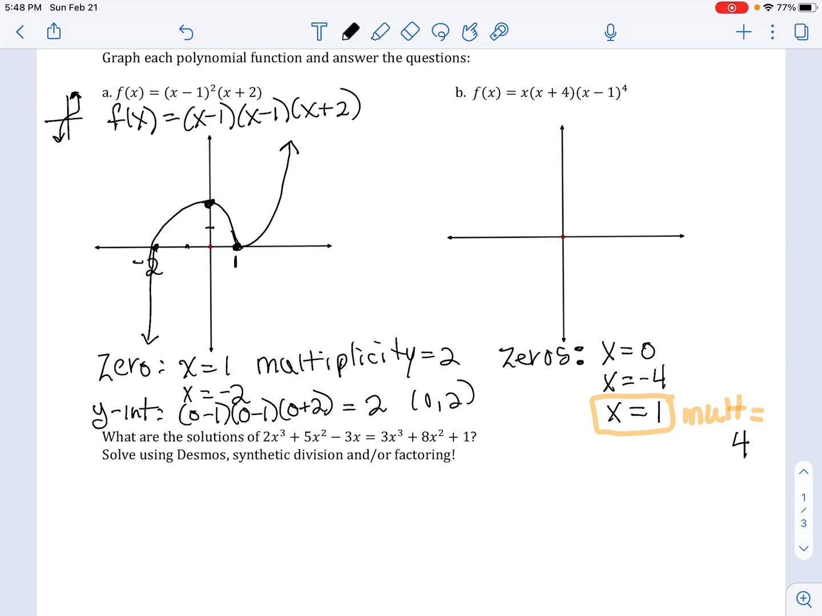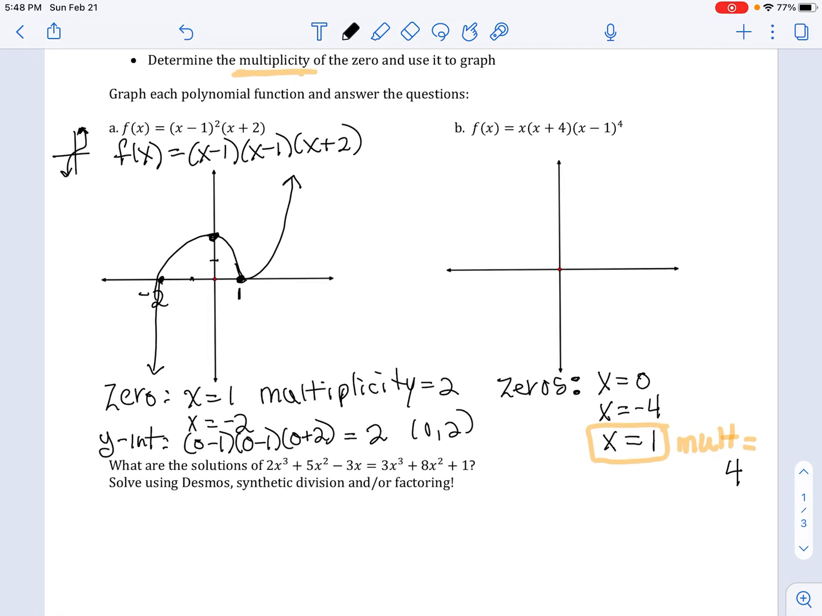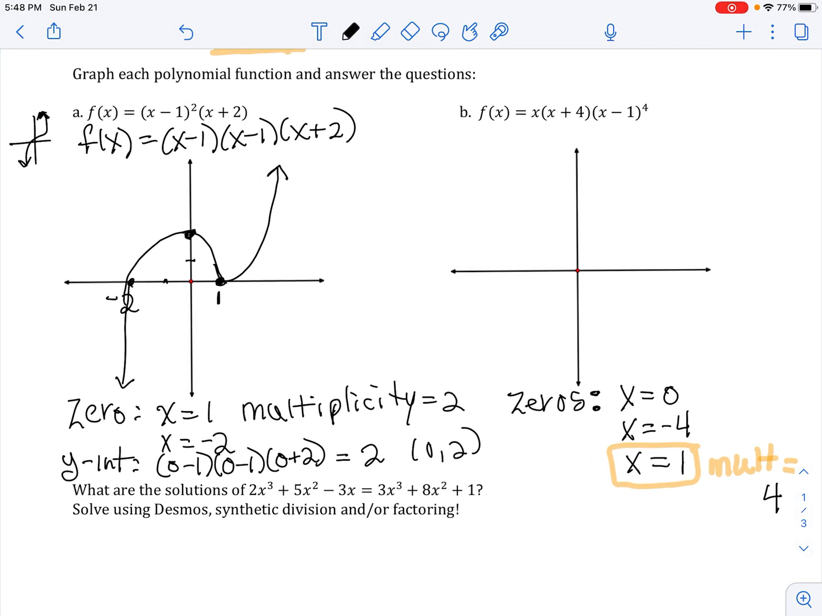All right, so hopefully you put 4 in the box. So that multiplicity is going to give us some information about how we graph when we get to that 0. So we have got one at 0. We have 1, 2, 3, -4. And we have 1. All right, the next thing I would like for you to put in the box is I would like for you to tell me what the degree of this polynomial is.